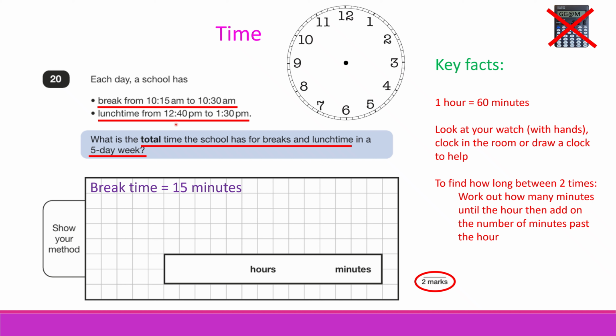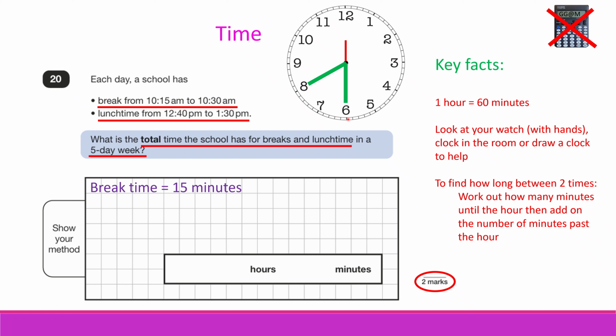Lunchtime is trickier. So we've got from 12:40 p.m. to 1:30 p.m. So if you think about drawing 12:40 on, so the little hand's pointed to the 12 and the big hand's pointed to 40, so 5, 10, 15, 20, 25, 30, 35, 40. So this is 12:40. And the clock is going to move all the way around. It's going to come all the way up to 1 o'clock. And then it's going to carry on going round until it hits 1:30 down here. So the big hand will move all the way down here to the 6.